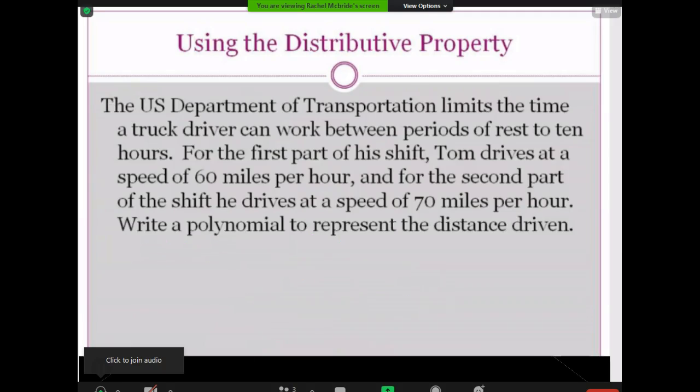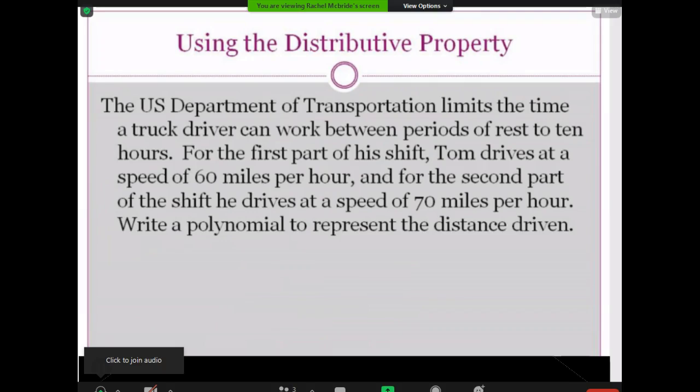And then we use the distributive property with word problems. It says the U.S. Department of Transportation limits the time a truck driver can report between periods of rest to 10 hours. For the first part of his shift, he drives at a speed of 60 miles per hour. And for the second part of his shift, he drives at a speed of 70 miles per hour. Write a polynomial to represent the total distance driven.